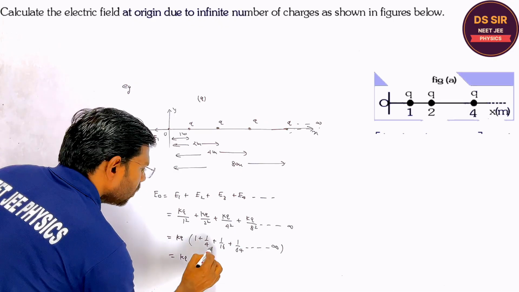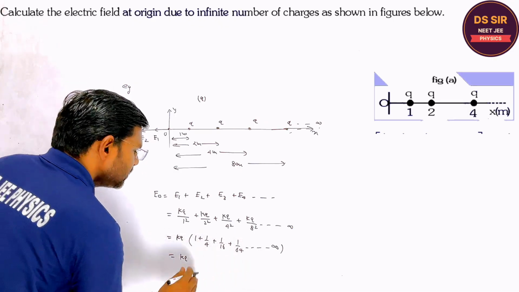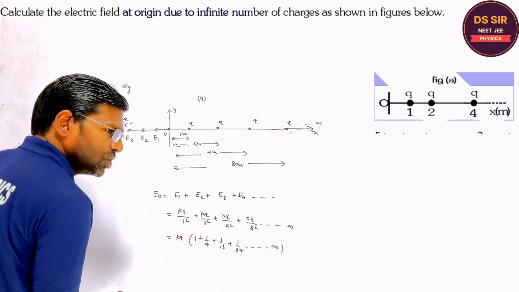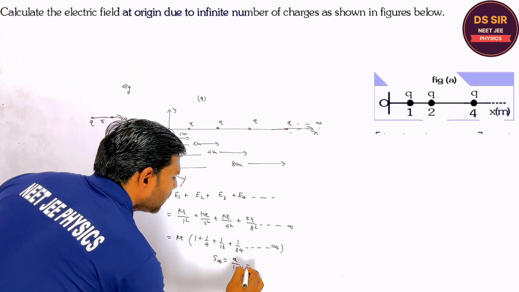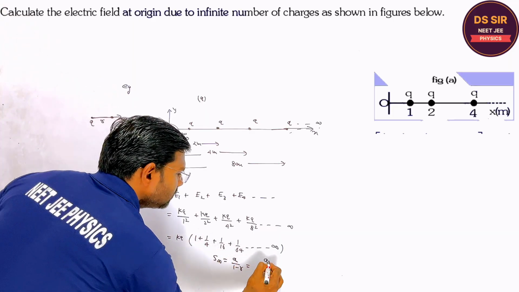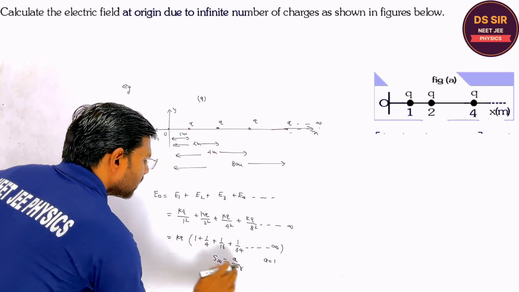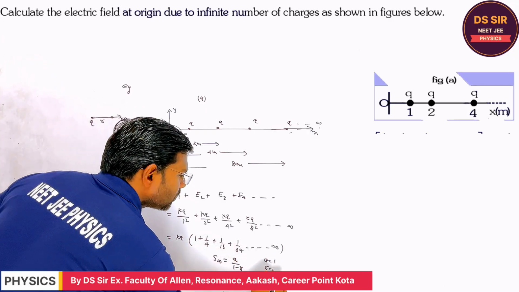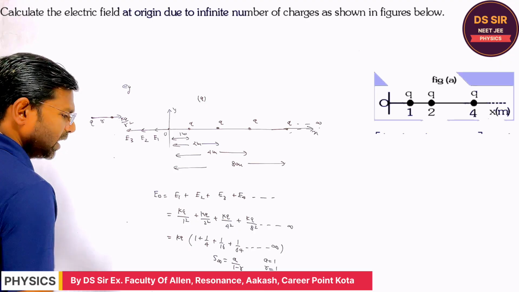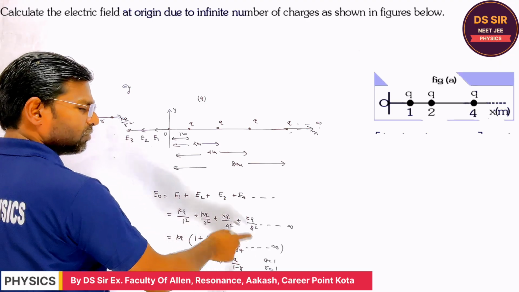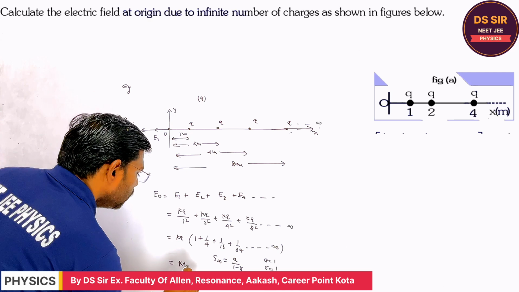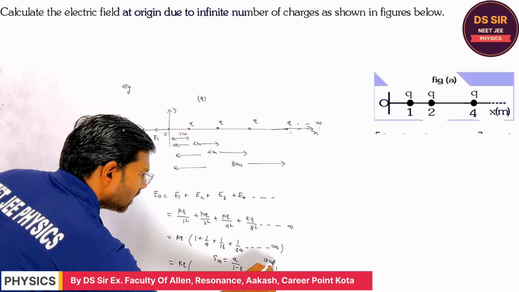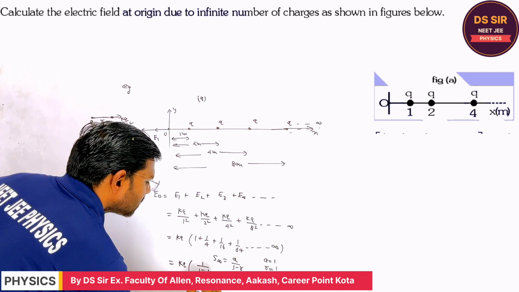This is kq. What is this? This is an infinite series. So for the infinite GP, the formula is a upon 1 minus r, where a is the first term. Over here a is 1, and r is the common ratio, which is 1 by 4, because 1 by 4 multiplied by 1 by 4 multiplied by 1 by 4. So it will be equal to kq times a upon 1 minus r.